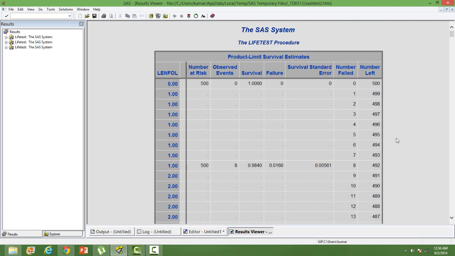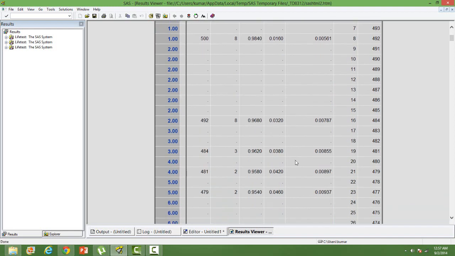You can see on the screen the product limit survival estimate. Let us understand this first. Number of patients at risk, 500. In the 0th time, everyone is at risk. Nobody has died. Then, on the first day, 8% died. So 8 people died on the first day itself. So the total number of people who are at risk on the second day is 492 now.